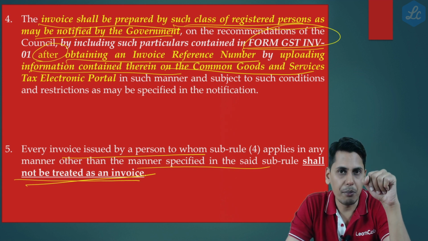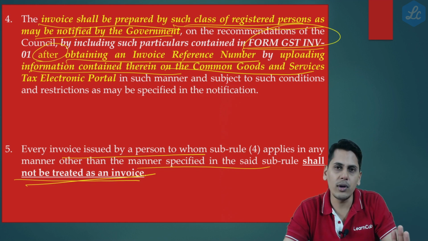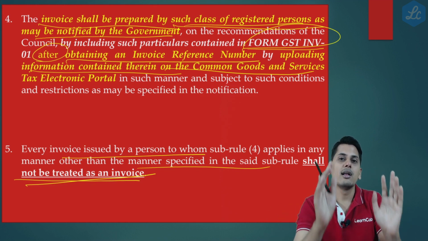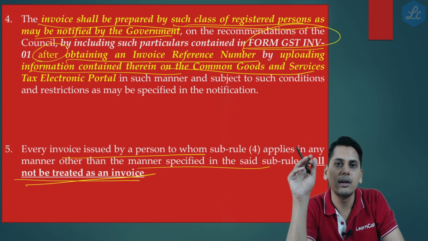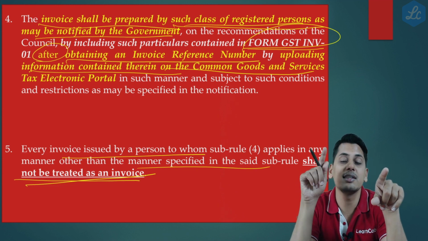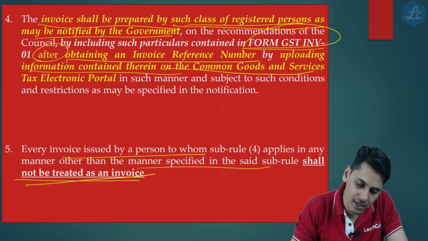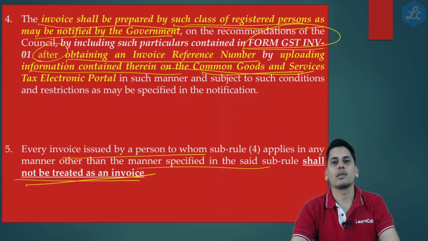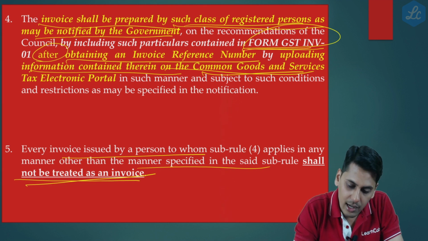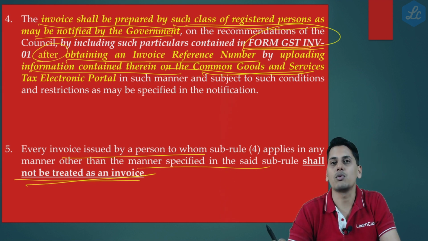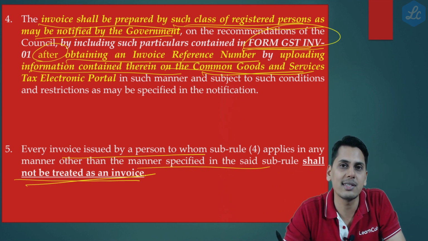This invoice reference number, is it created by the registered person himself? Who creates the serial number of invoice? The serial number of invoice is created and fixed by the registered person himself. But who gives the invoice reference number? Please understand, serial number of the invoice is different from the invoice reference number. Invoice reference number would be given to you by the common portal. Now friends, how do you get it from the common portal? You have to fill a form and upload it called form GST INV01. You give this input, and the portal gives you an output in the form of invoice reference number.